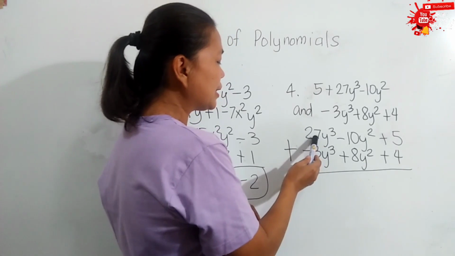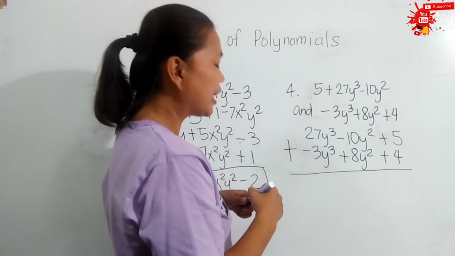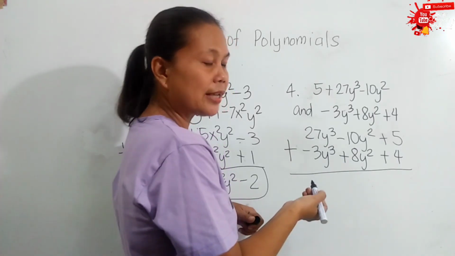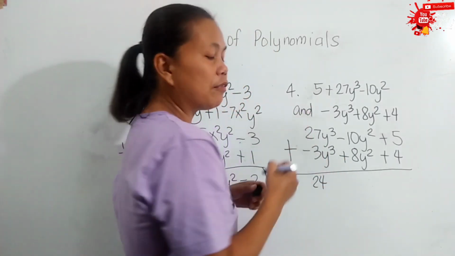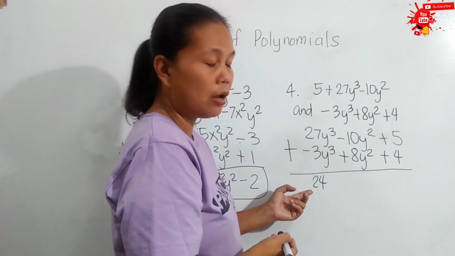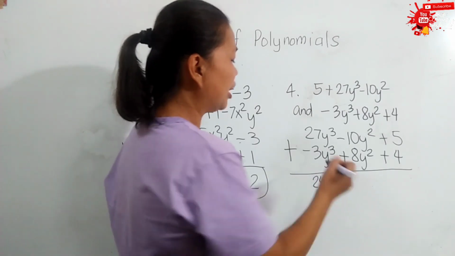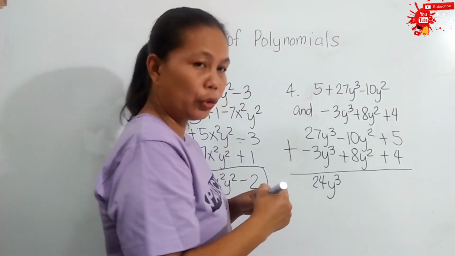So positive 27 plus negative 3. They have different signs. Subtract. So 27 minus 3 is 24. 27 has the greater absolute value and it is positive, so we follow the sign of 27, positive. Then we just copy the literal coefficient y cubed.